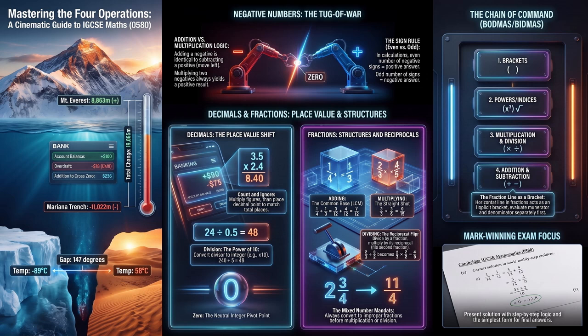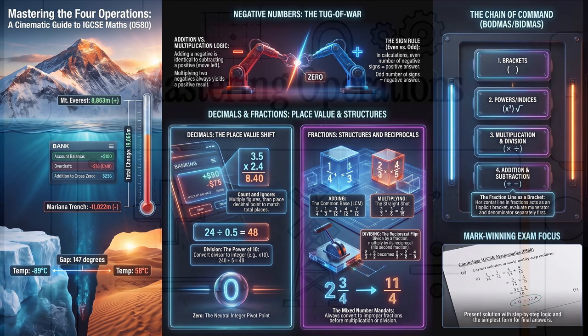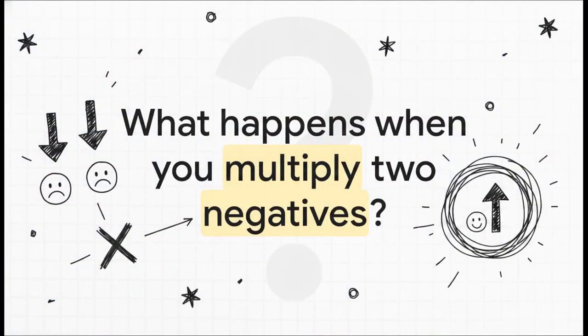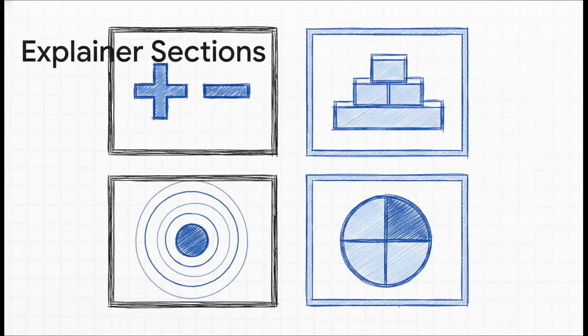Let's dive into this explainer. Today, we're treating math's fundamental operations like your essential architectural blueprints. But first, a quick question to spark your curiosity. What actually happens when you multiply two negative numbers? We're going to tackle negative numbers, the order of operations, decimals, and finally, visualizing fractions.